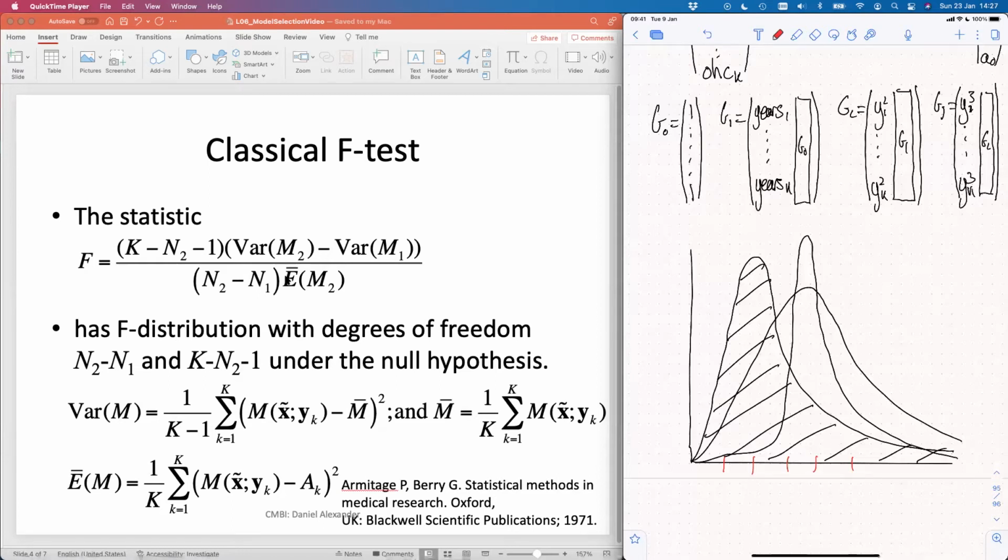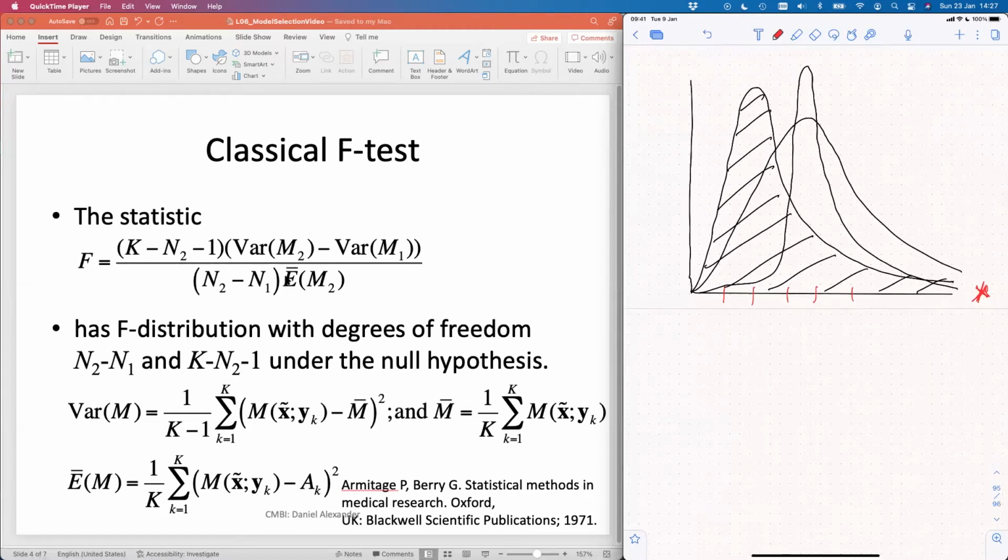If, however, we compute a value of that F statistic which is way out here beyond the main support of that distribution, then it's highly unlikely that that value would have occurred by chance under the null hypothesis that the two distributions are the same. So it gives us the evidence to reject that null hypothesis and accept the more complex of the two models.